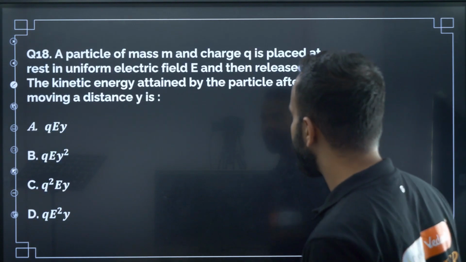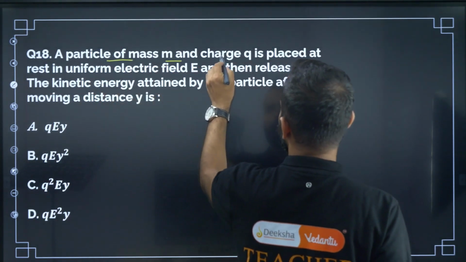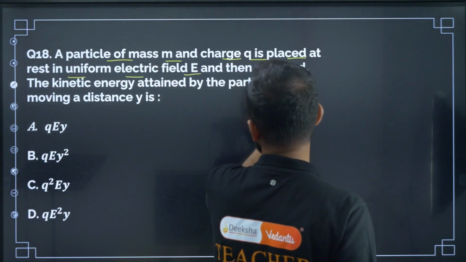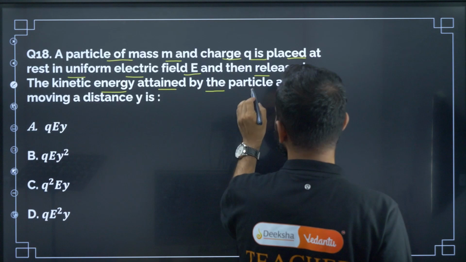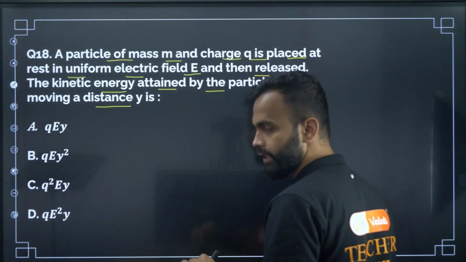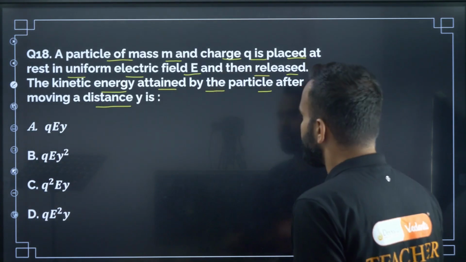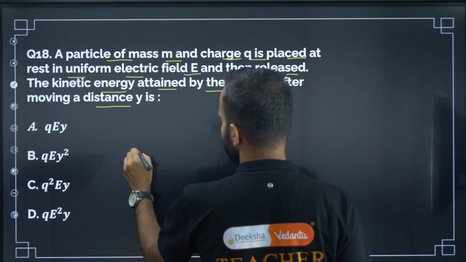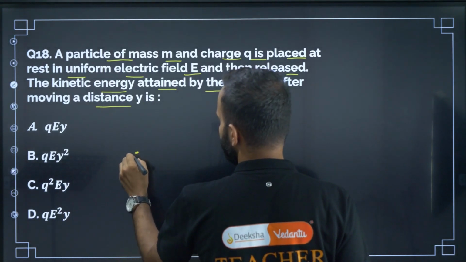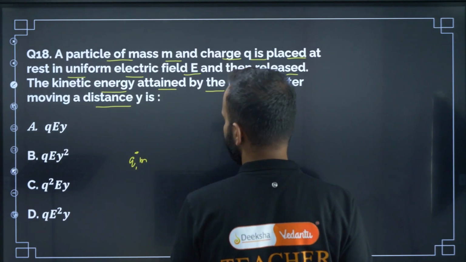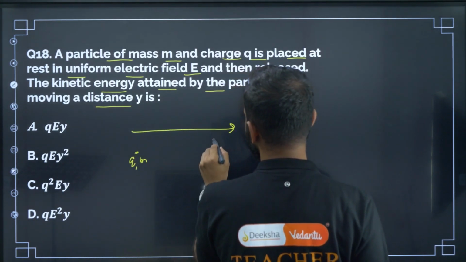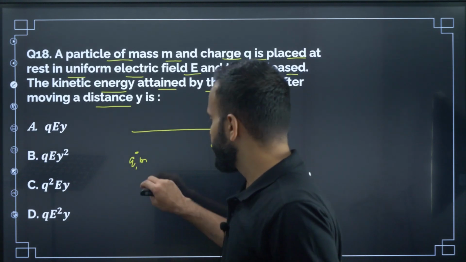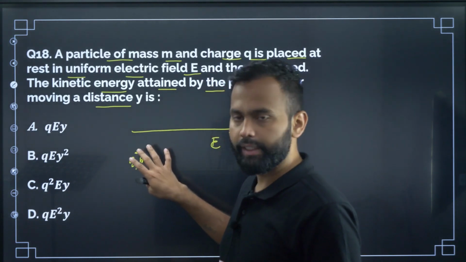Next question, question number 18. A particle of mass m and charge q is placed at rest in uniform electric field E and then released. The kinetic energy attained by the particle after moving a distance y is. So here this is the particle, mass of the particle is m, the charge is q. It is placed in a uniform electric field E, initially at rest, and now it is released.